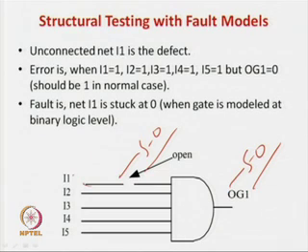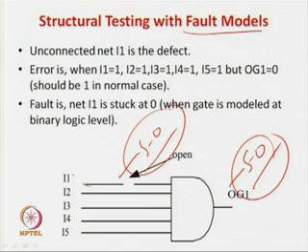So, structural testing or a fault model basically says this. I will just say it in other words. If you want to do a structural testing of the gates, you have to apply 0s and 1s to all inputs, and then you have to find out whether the output is 0 and 1 in the respective cases.